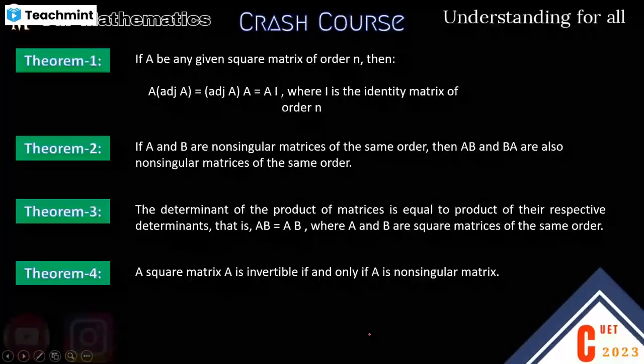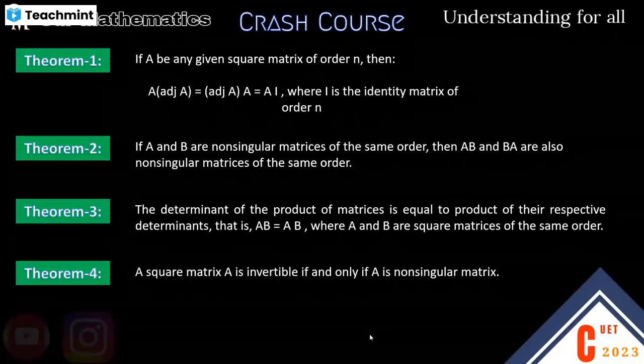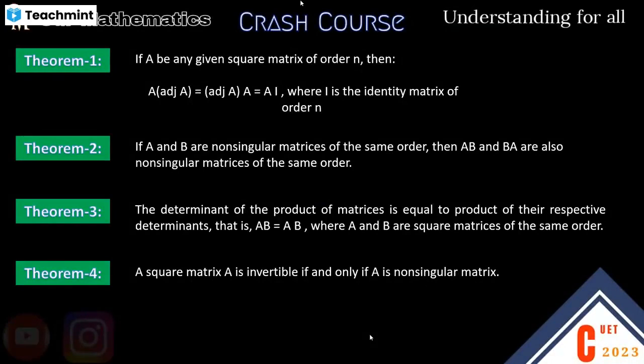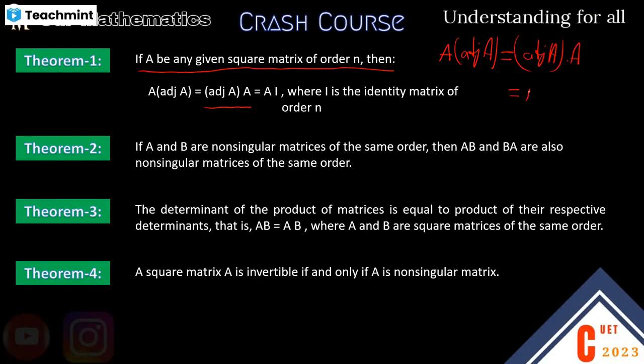Okay, then there are four theorems, very important theorems. Let A be any given square matrix of order n, then A multiplied by adjoint of A is equal to adjoint of A multiplied by A is equal to determinant of A into I, where I is the identity matrix of order n. That means A into adjoint of A is equal to adjoint of A into A is equal to determinant of A into I, where I is the identity matrix.